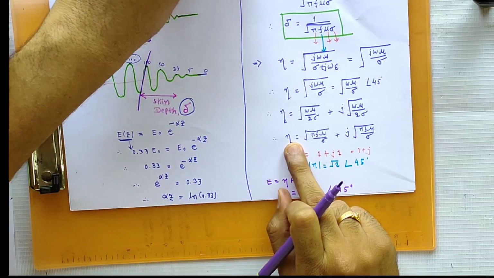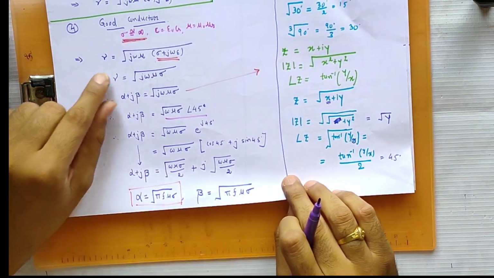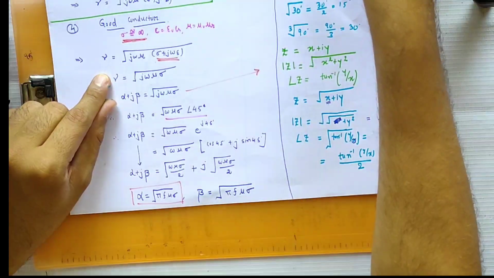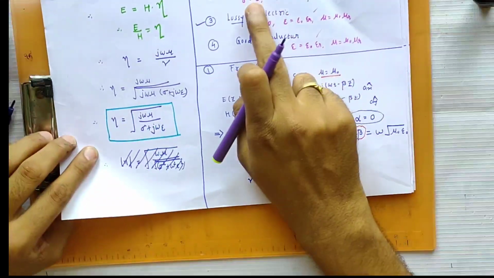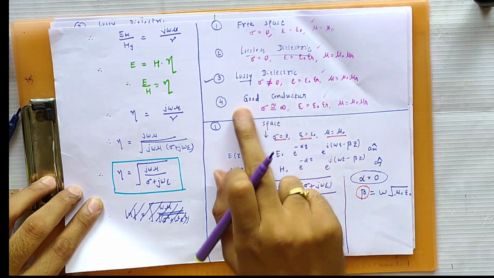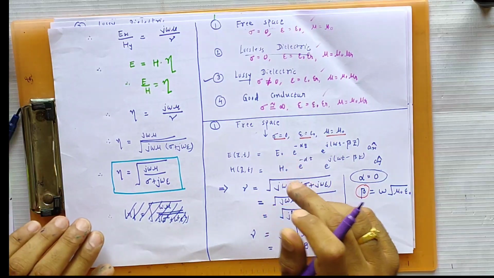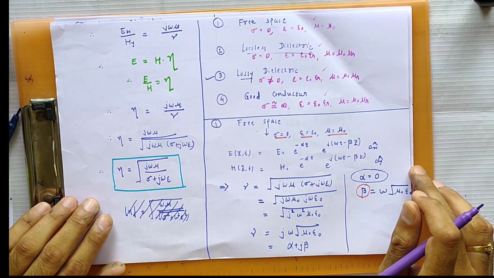So here we have finished electromagnetic wave propagation in four different media: first free space, then lossless dielectric medium, then lossy dielectric medium, and finally good conductor. In the next lecture we will discuss the Poynting vector.